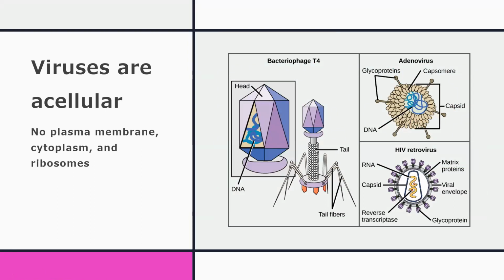Now, viruses are acellular, so they don't have a lot of the things that are necessary to call something a cell, like a plasma membrane. You know, those are the inner and outer membranes of bacteria. They have no cytoplasm. They don't have any ribosomes, right? So they actually are really simplistic compared to a cell. Their organization is much simpler.